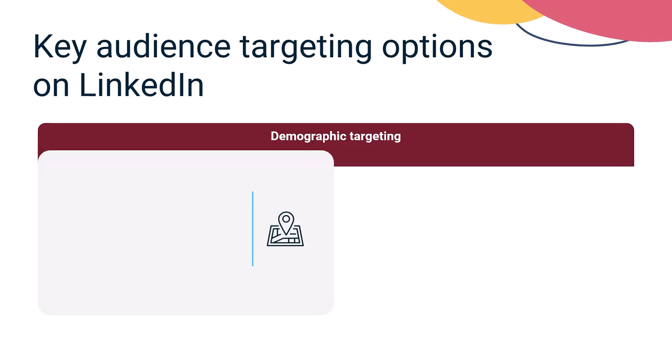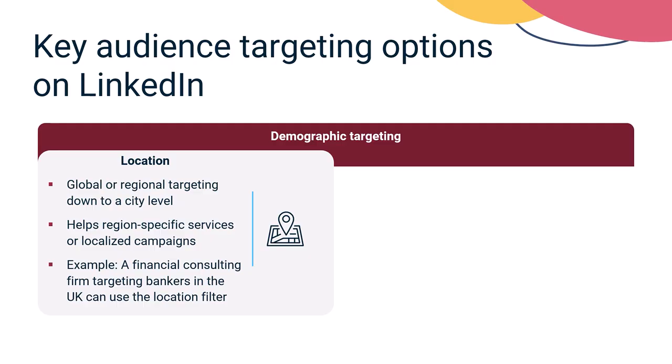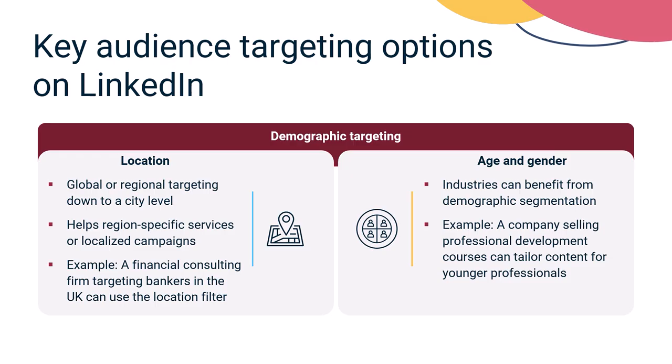Demographic filters can further refine targeting. Advertisers can select global or regional targeting down to a city level to help businesses offering region-specific services or localized campaigns. Imagine a financial consulting firm targeting senior banking executives in the United Kingdom. It can use LinkedIn's location filter to refine its audience. Industries can benefit from demographic segmentation, such as age and gender. For example, a company selling professional development courses may tailor content to younger professionals looking to upskill.